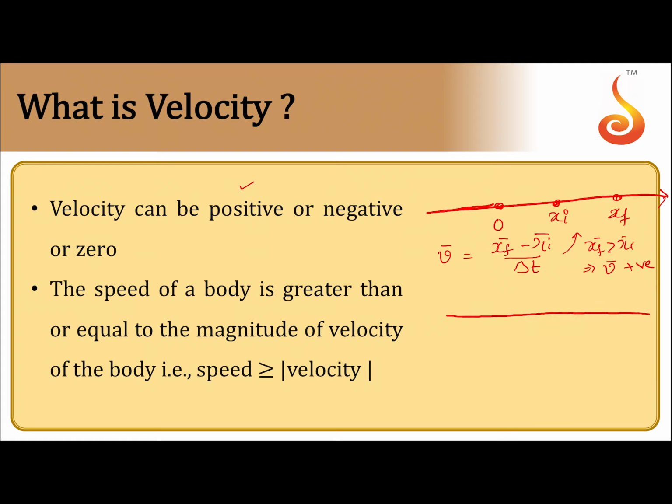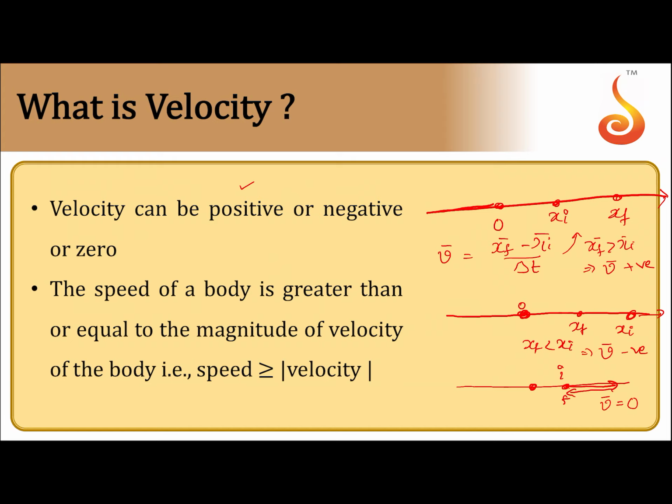Let us consider another situation. So, this time the particle is actually moving towards the origin. This is the initial position, this is the final position. Now, if you look at it, the value of xf is less than xi, which makes velocity negative in this case. Suppose I consider the journey of a particle like this. It starts from this position, goes to this position and returns to the same position. So, in this case, as xi and xf are equal to each other, velocity is equal to 0.